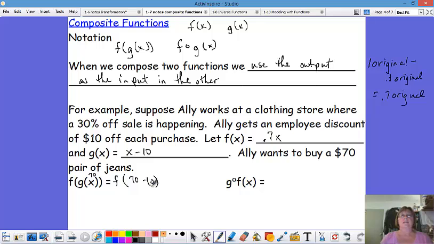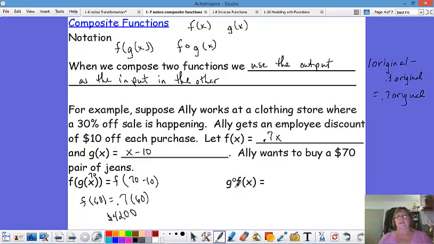So we really want f of 60. And f of 60 would be 0.7 times that 60. And you can do that in your head or with your calculator. Okay, so 7 times 60 would be 420, but we need one decimal place. So if Allie went this way, she'd spend $42 on those jeans, and that's doing the $10 off first.